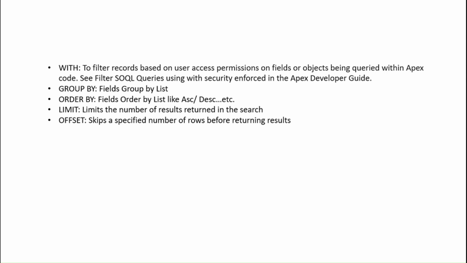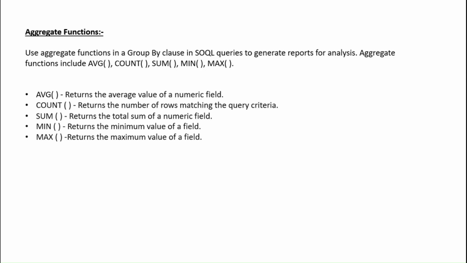Okay, so these are some syntax. And now we have aggregate functions. Use aggregate functions in a group by clause in SOQL queries to generate reports for analysis. Aggregate functions include average, count, sum, minimum and maximum. Average returns the average value of a numeric field. And count means it returns the number of rows matching the query criteria. Whatever we have in the query criteria, it will count how many records are related to that particular object. So we use count.